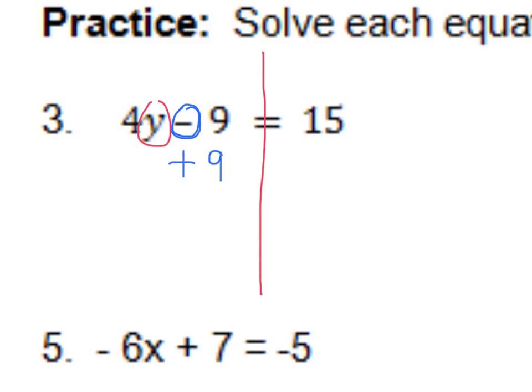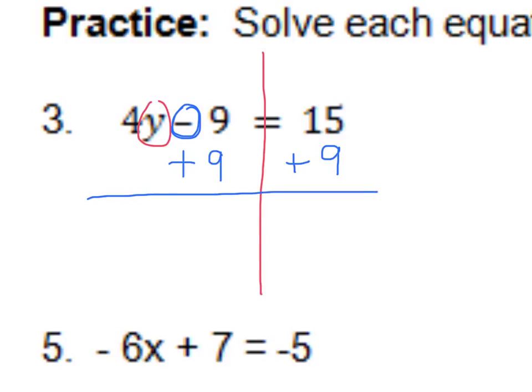Now remember, this is a scale. Whatever we've done to one side, we have to do the exact same to the other side. So we have plus 9. Now notice I'm putting the 9 under the 15. I'm allowed to do that because they're like terms. They will be able to be combined, so I'm putting it underneath it.